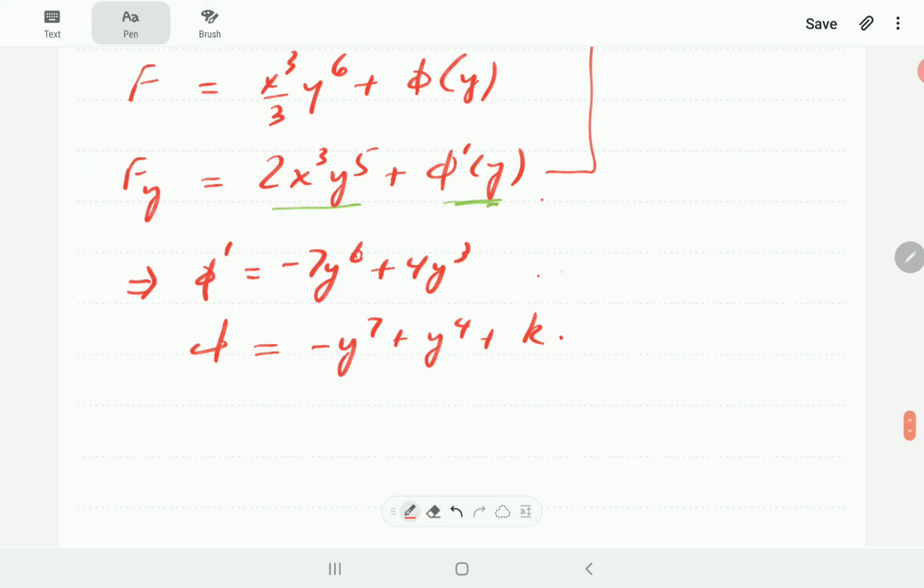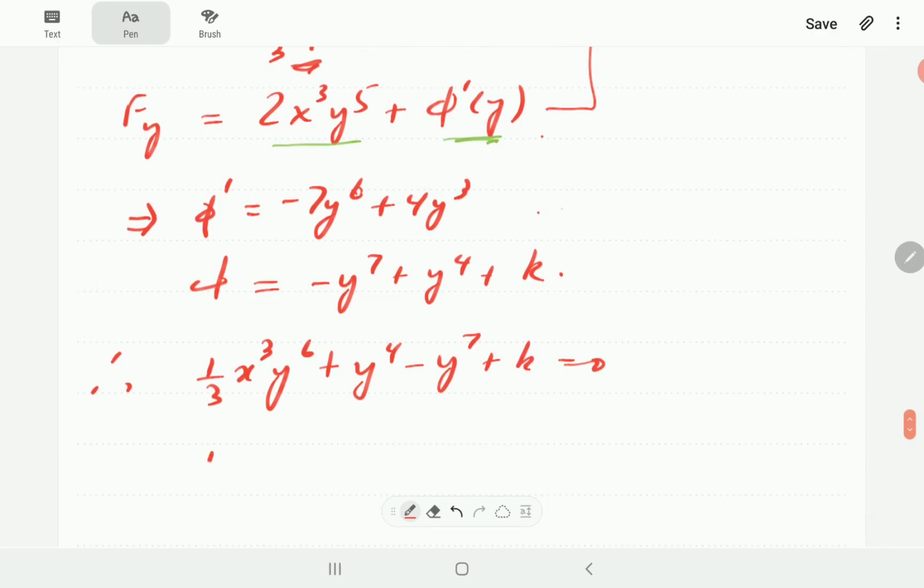and so the solution is going to be a third x cubed y to the power 6, which is this one, and then simply plus the phi function equal to 0. So this is the general solution.